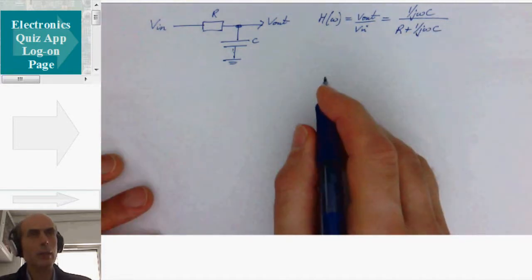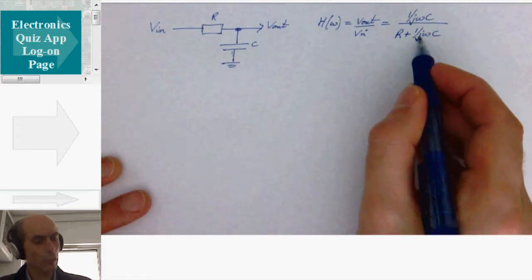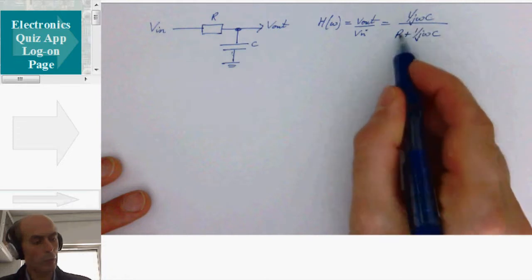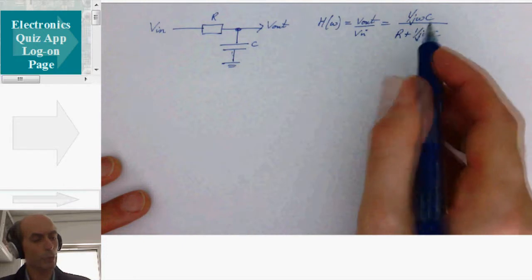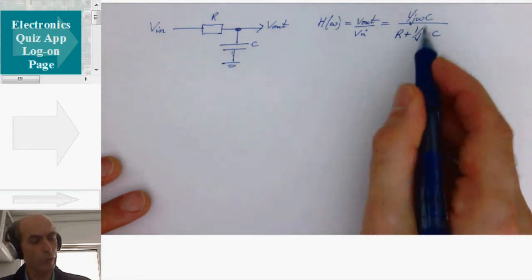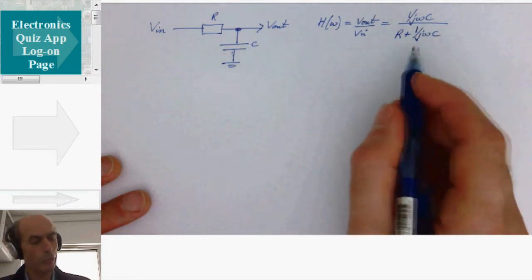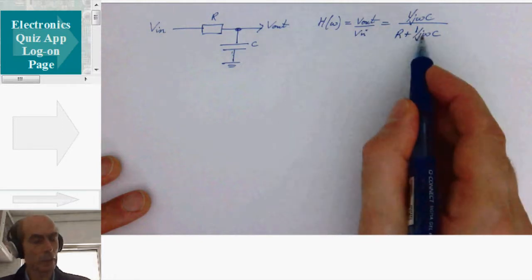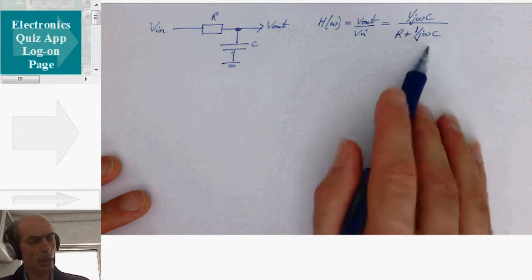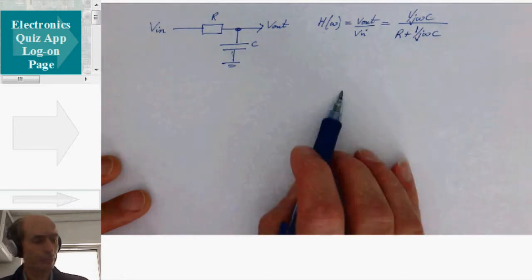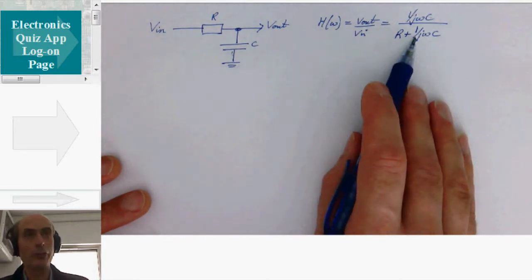Now, we're trying to get this into the form of a polynomial divided by another polynomial, and we haven't got that because we've got terms in 1 over j omega, and we want terms in 1, j omega, j omega squared, that sort of thing. So we need to do some algebraic manipulation on this. And in this case, fairly straightforward.